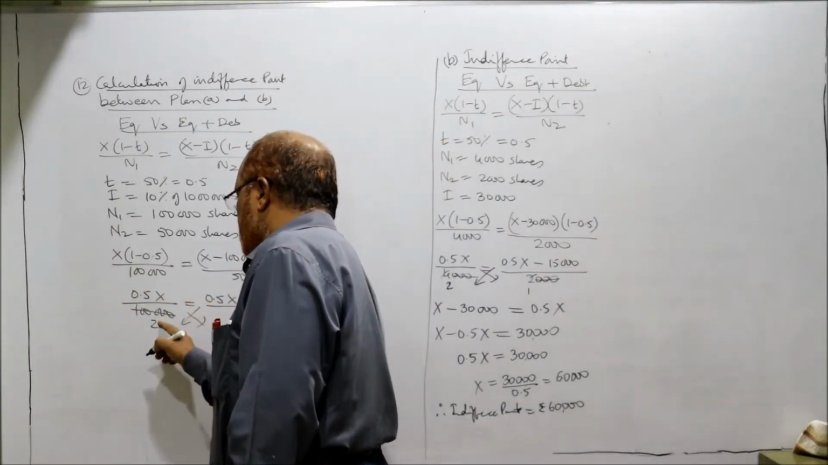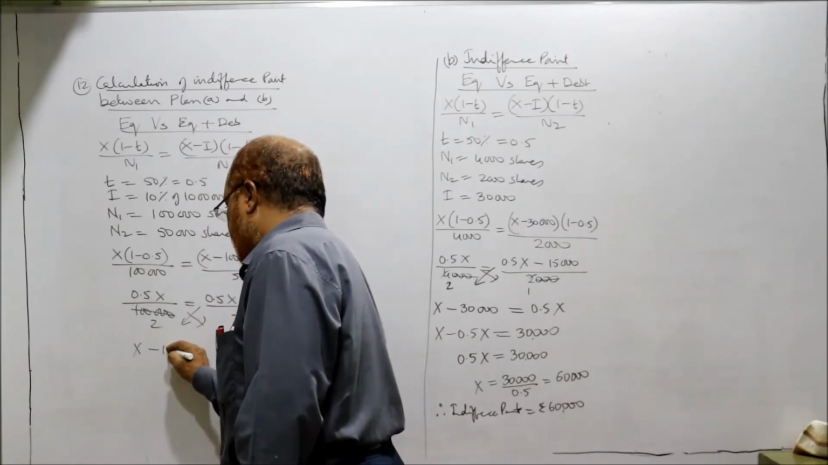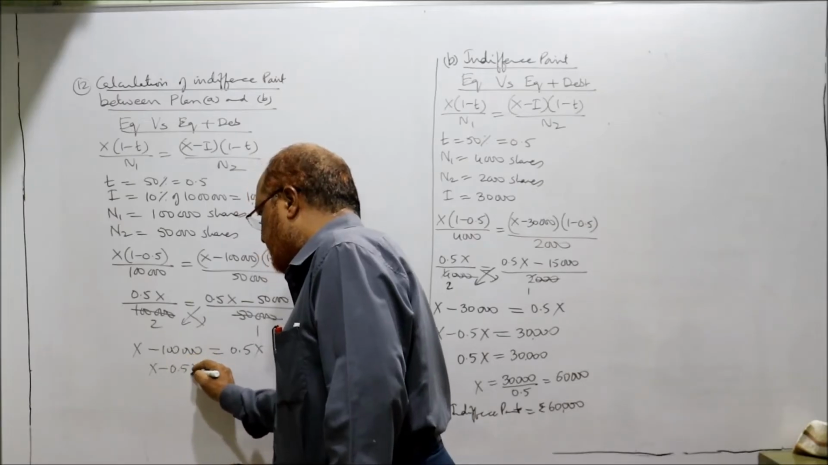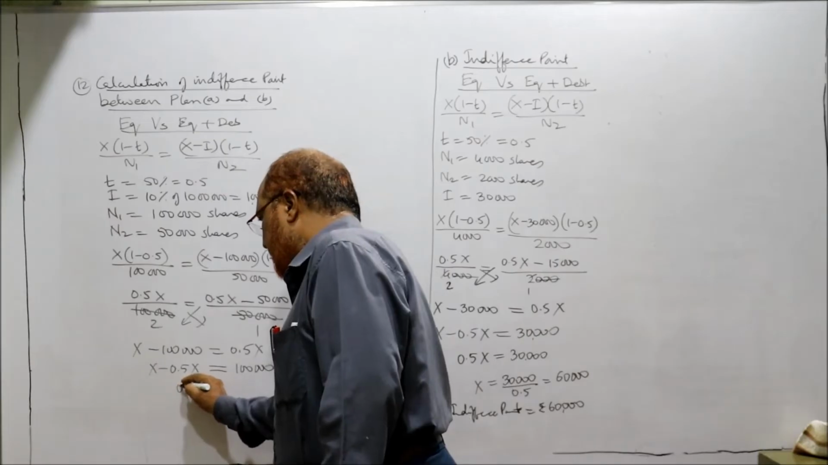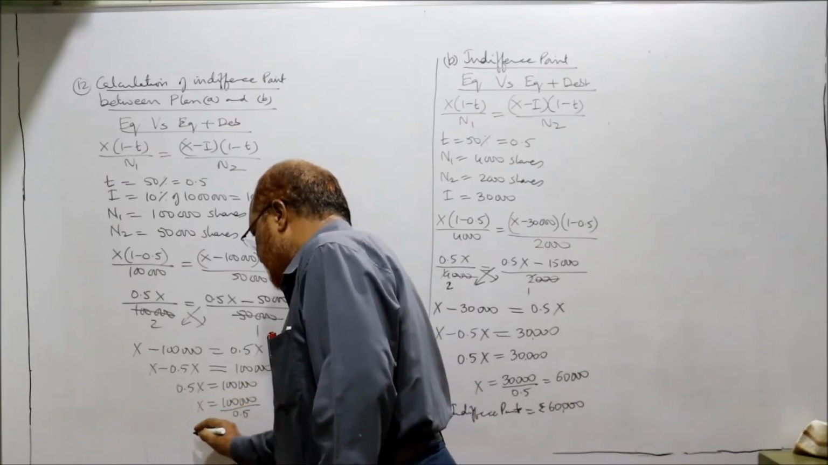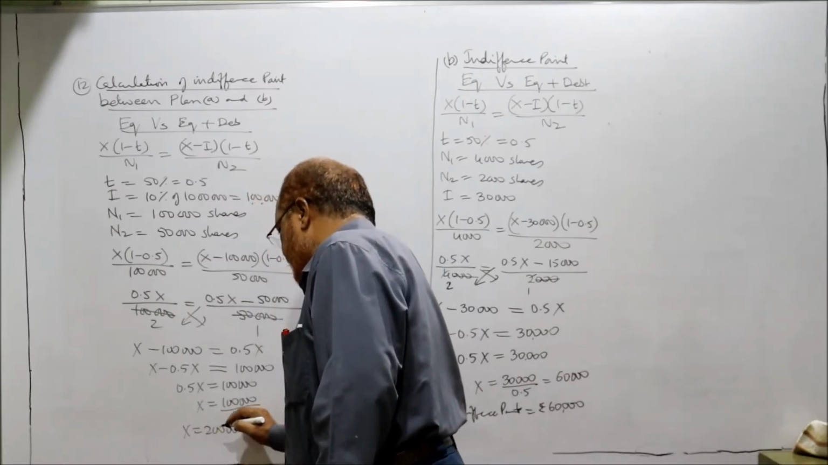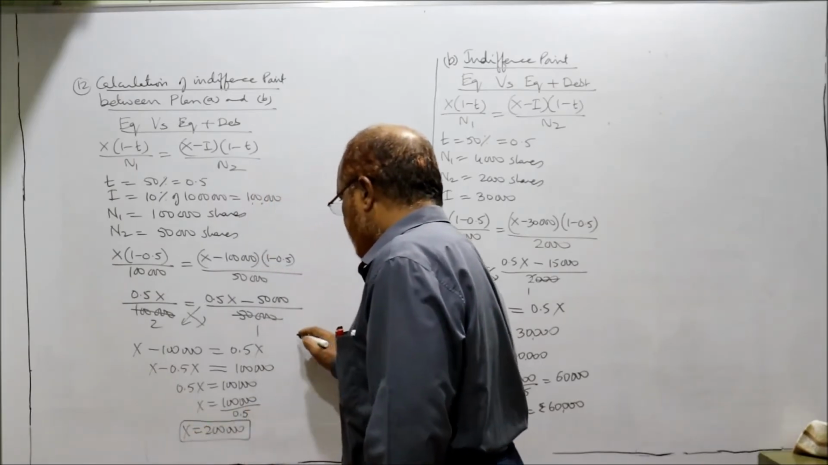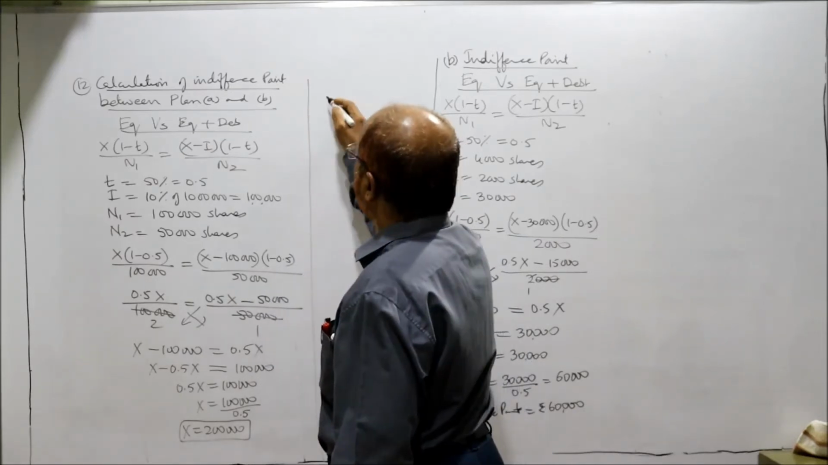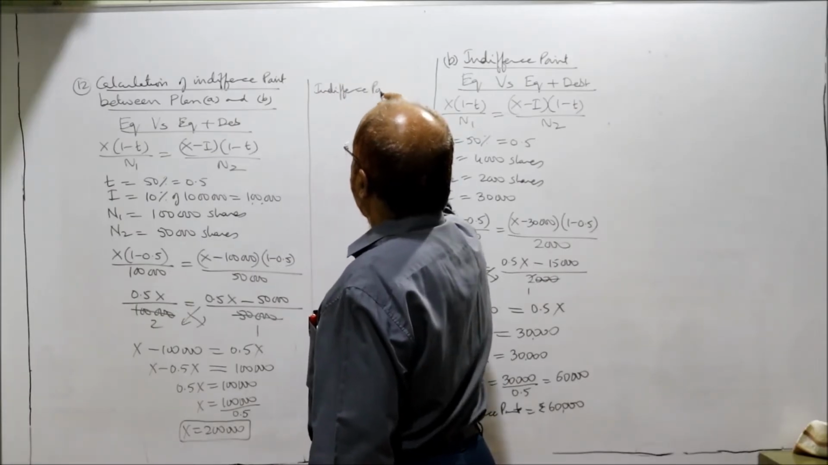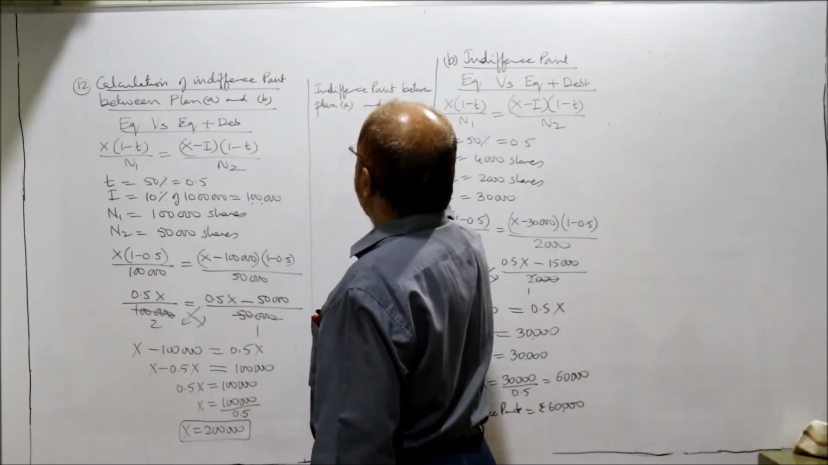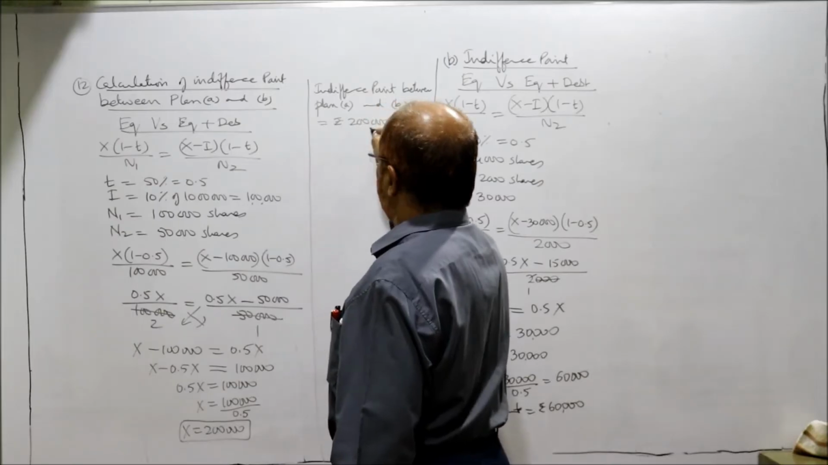Now we can make the cross multiplication. 2 into 0.5 is 1, so 1X minus 2 into 50,000 is 1 lakh, is equal to 1 into 0.5, which is 0.5X. Now take this 0.5X: X minus 0.5X is equal to 1 lakh. 0.5X is equal to 1 lakh. X is equal to 1 lakh divided by 0.5. So X is equal to 2 lakhs. Therefore, the indifference point between plan A and B is equal to rupees 2 lakhs. First answer completed.